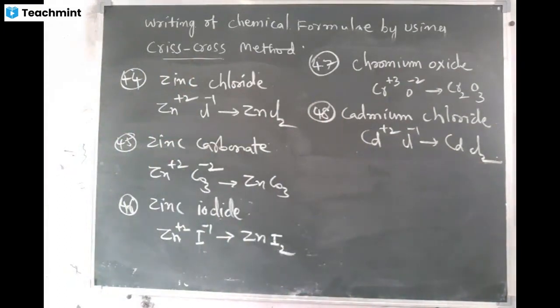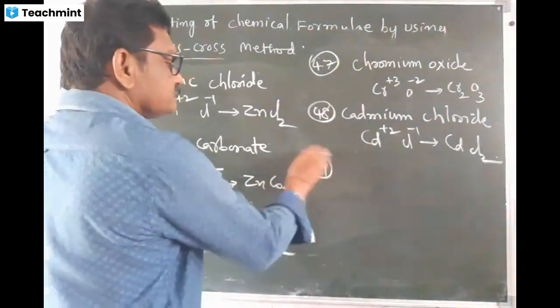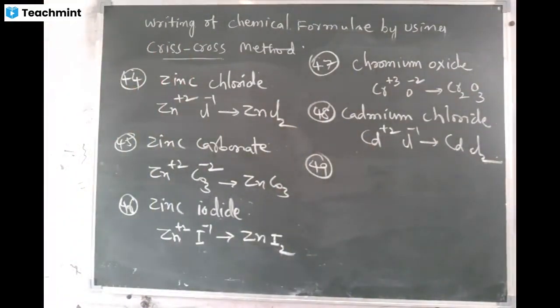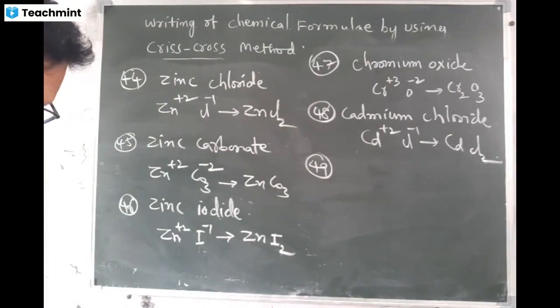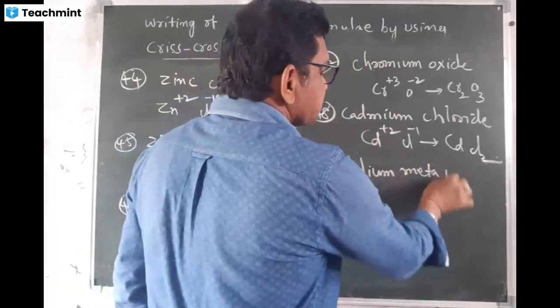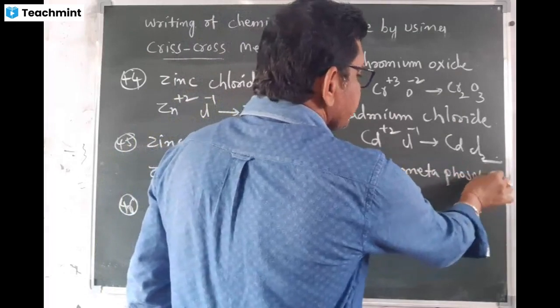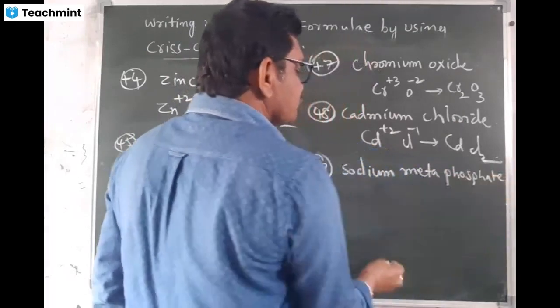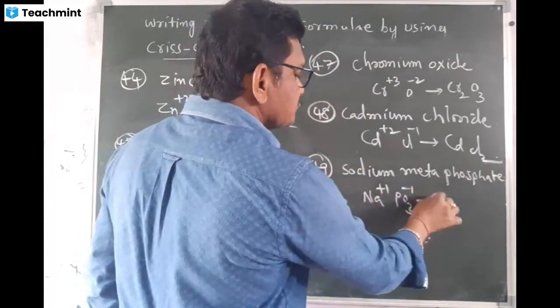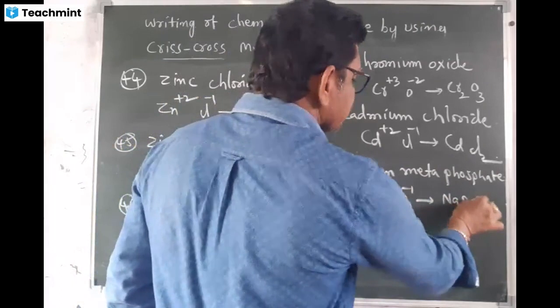Okay, then 49, sodium metaphosphate. Sodium metaphosphate means Na plus 1. Metaphosphate means PO3 minus 1. So the formula is NaPO3.